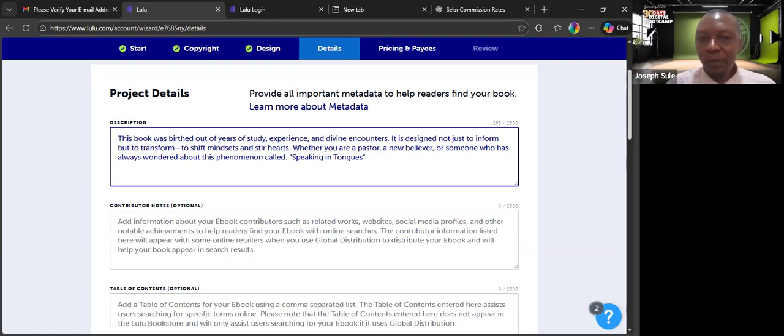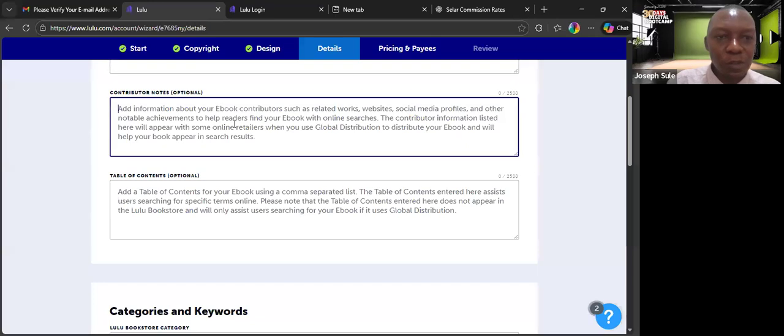Good. Now, if the book is co-authored, and my co-author also has something to say about the book, this is where I'll drop what my co-author is saying about the book. But like I said, this is sole authorship, so we can skip this.